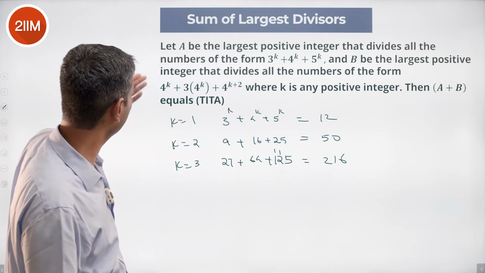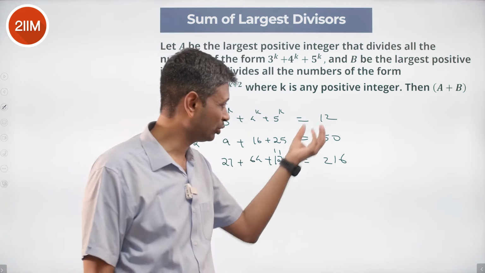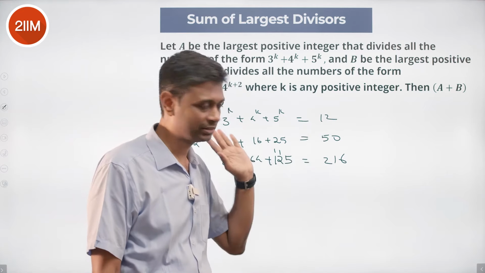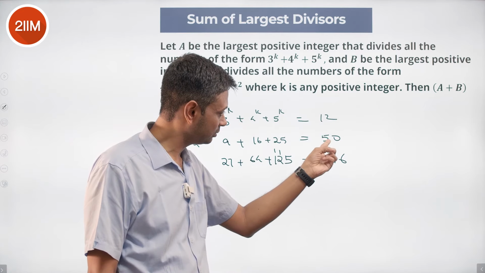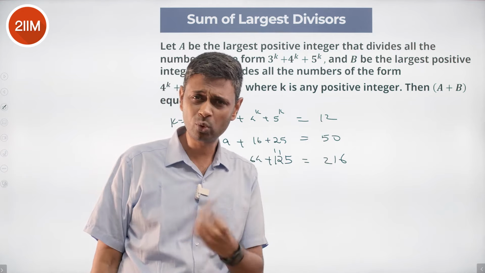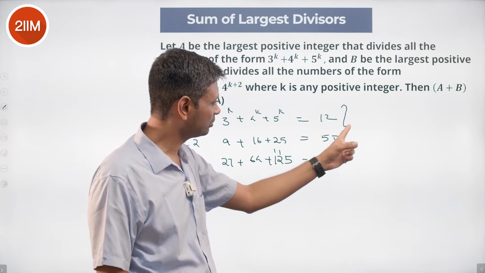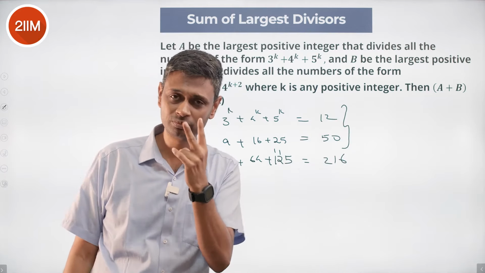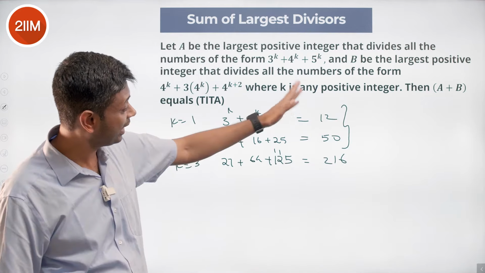So A should be less than or equal to 12. This number is only 12, and 12 does not divide this. Even 6 does not divide. This does not have a 3, it does not have a 4 either. Between these two, the highest common factor is 2. So 2 can divide all of these numbers.